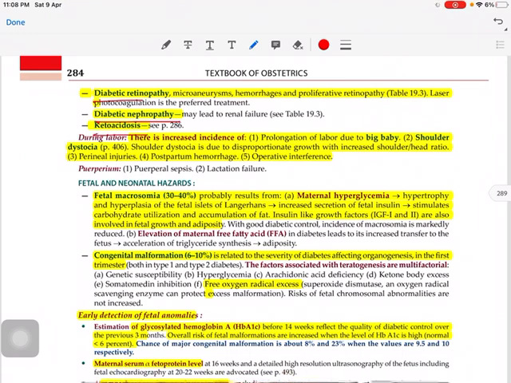During labor, there is increase in the duration of labor, prolonged labor due to the big baby. Shoulder dystocia will occur, that we will read in the other video. And we can have perineal injuries, postpartum hemorrhage, and operative interference.